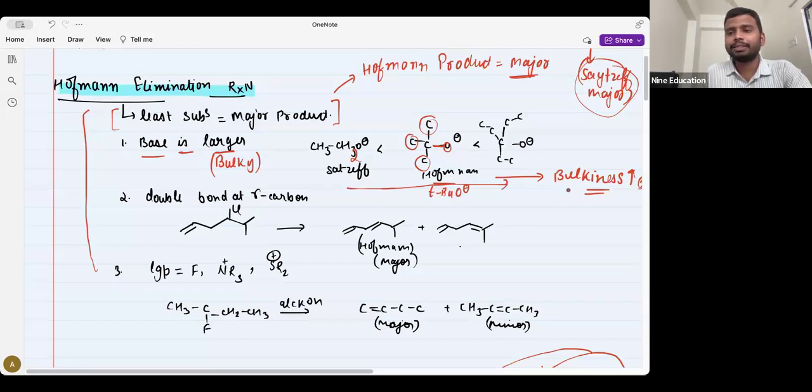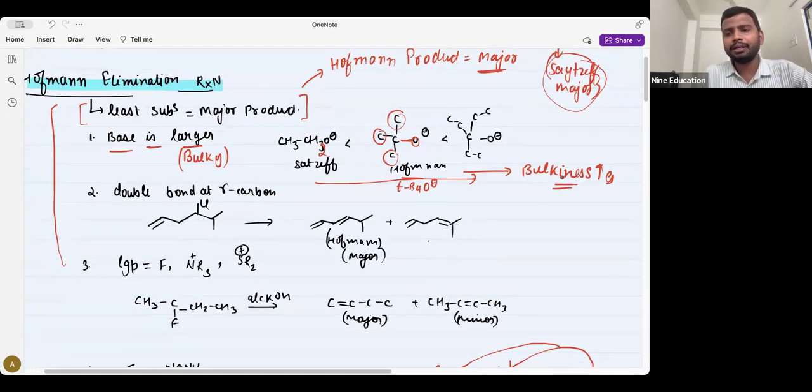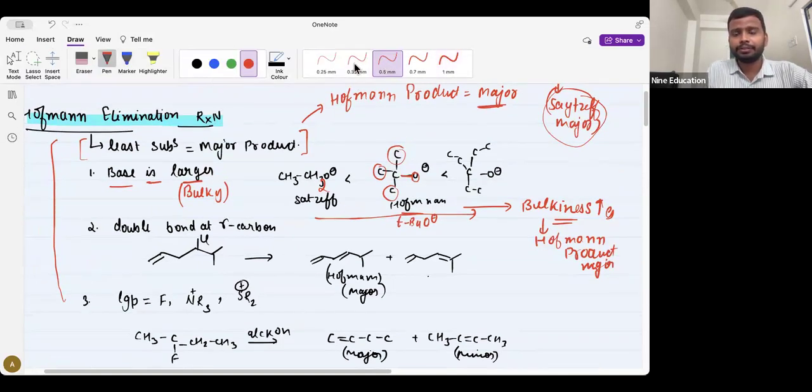If bulkiness is increasing, it cannot go and attack the middle beta carbon, है ना? So it will go and attack outside only. It will take the outside hydrogen only, and it will give us the Hoffman product as major. Understanding or not? So ये हमें Hoffman product major देगा. So the more bulkiness there is, the more the Hoffman product.